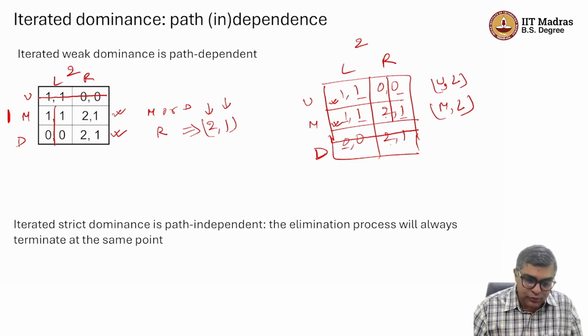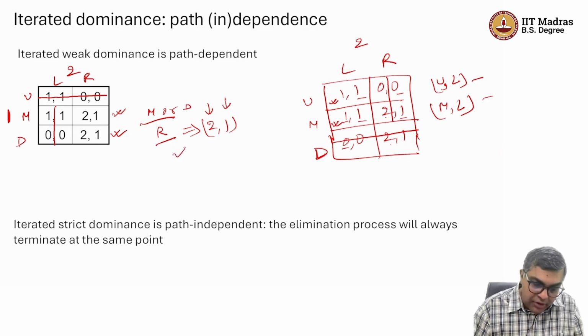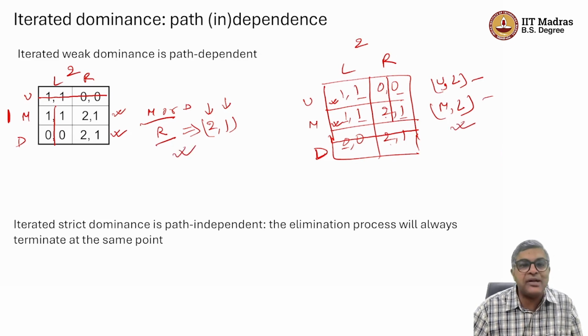Another thing that we should notice, that this game is not dominance solvable, because no matter what is the order of elimination, it's not leading to leaving only one action for each of the players. Player 1 has two actions here and one action for player 2. Here also player 1 has two actions, so it is not dominance solvable. Nevertheless, these two outcomes are not even the same. What is happening?